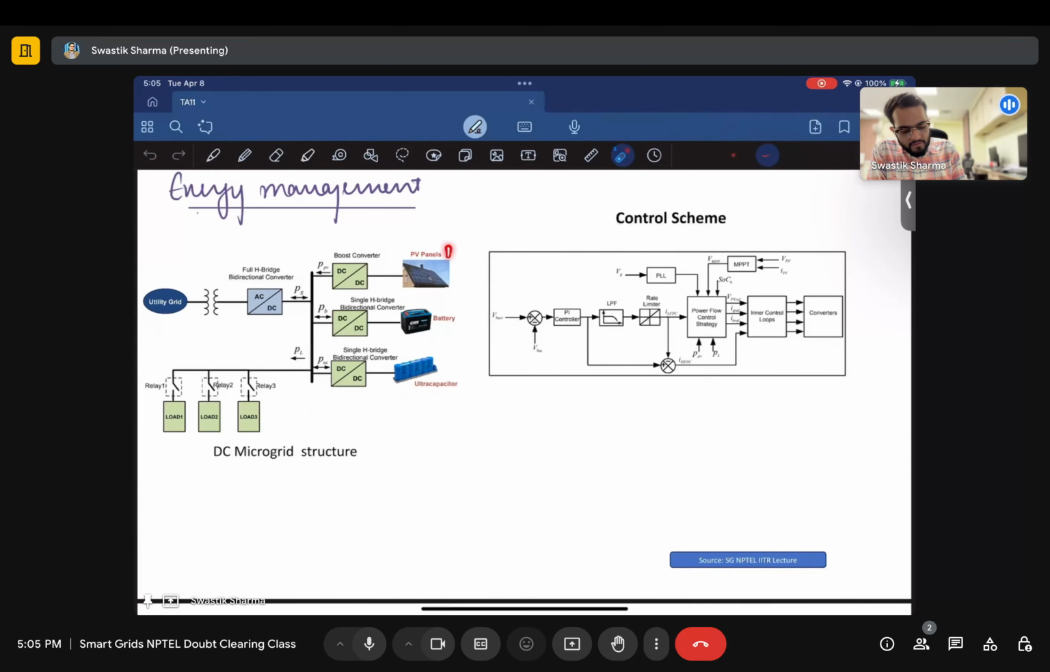For solar panels, we have the boost converter. For the battery, we use a single H-bridge bidirectional converter. For the ultracapacitor, we also use a single H-bridge bidirectional converter. We have already gone through the topology of these H-bridge converters. We use them because they provide isolation, and this isolation helps when exchanging power with the grid, whether consuming or giving out. We are isolating ourselves from disturbances in the grid, and isolating the grid from disturbances in the ultracapacitor or the battery energy storage systems in general.